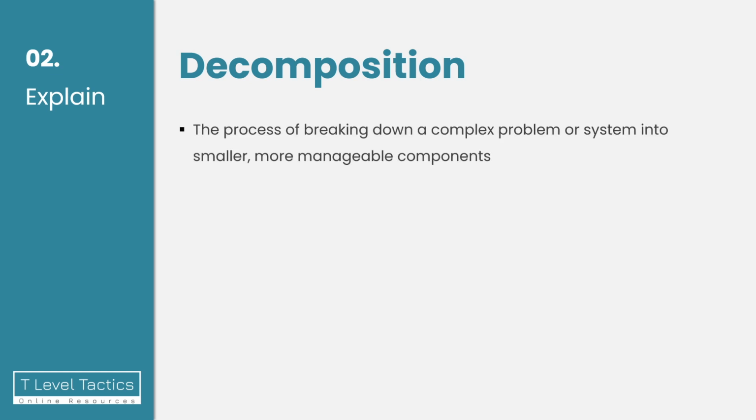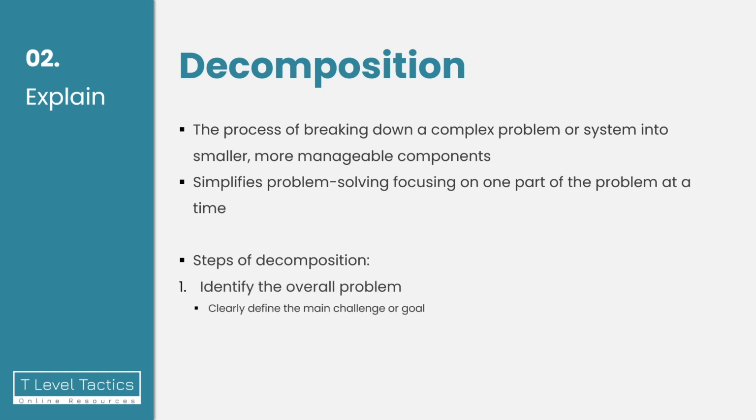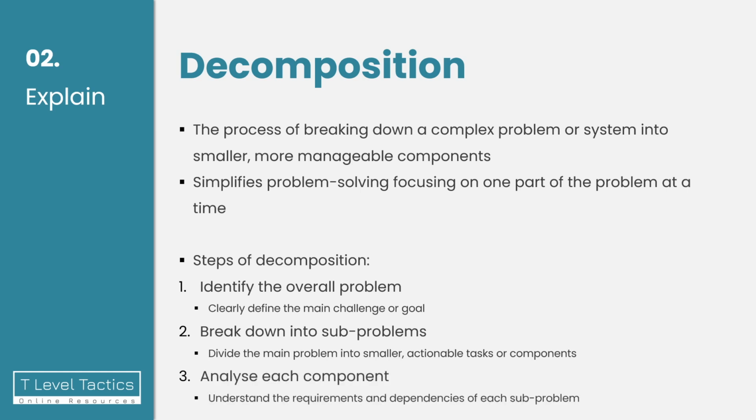Decomposition is the process of breaking down a complex problem or system into smaller, more manageable components. It simplifies problem solving, focusing on one part of the problem at a time. There are 3 steps in decomposition. Step 1. Identify the overall problem and clearly define your main challenge or goal. Step 2. Break it down into sub-problems and divide it into smaller, actionable tasks or components. And step 3. Analyze each component and understand the requirements and dependencies of each of those sub-problems.